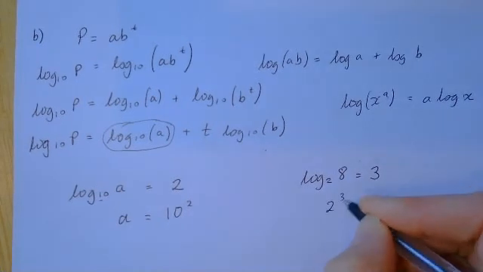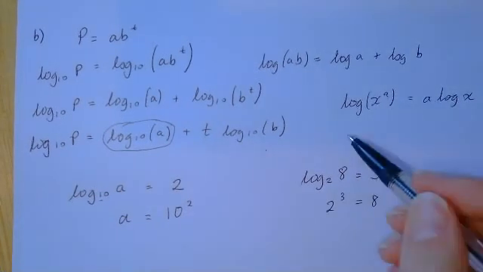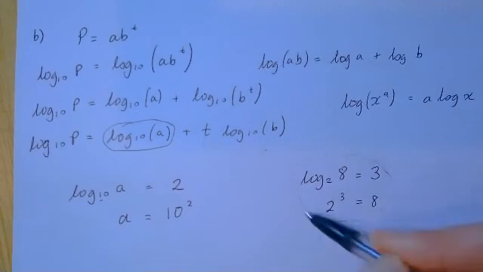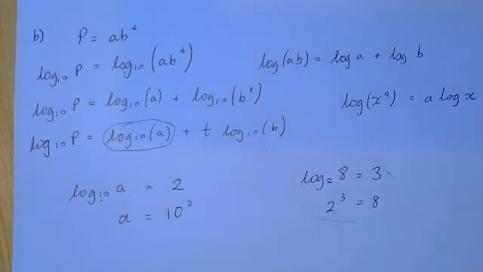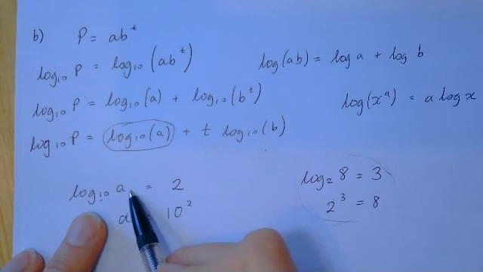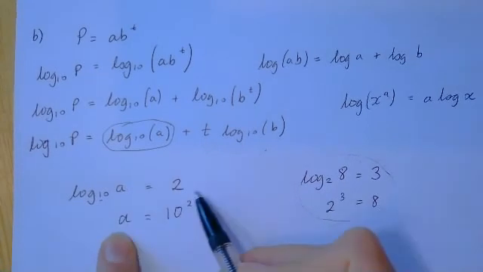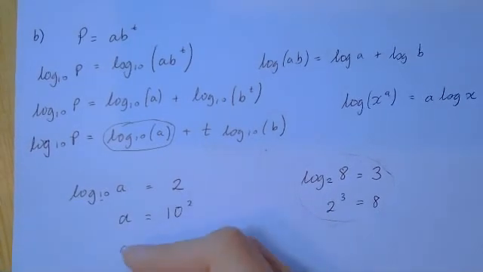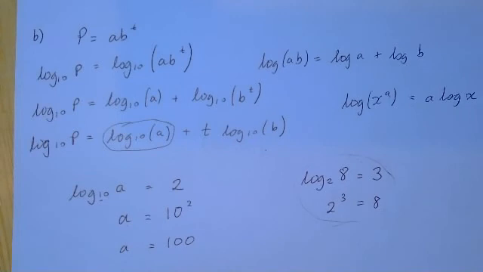In other words, in order to get rid of the log, you do 10 to the power of that number. So here, that is true. If I had £1 for every time I'd written that on a maths exam in my life, I'd be rich. So if I do 10 to the power of this side, I just get A, and I do 10 to the power of this side, which gives me 100.